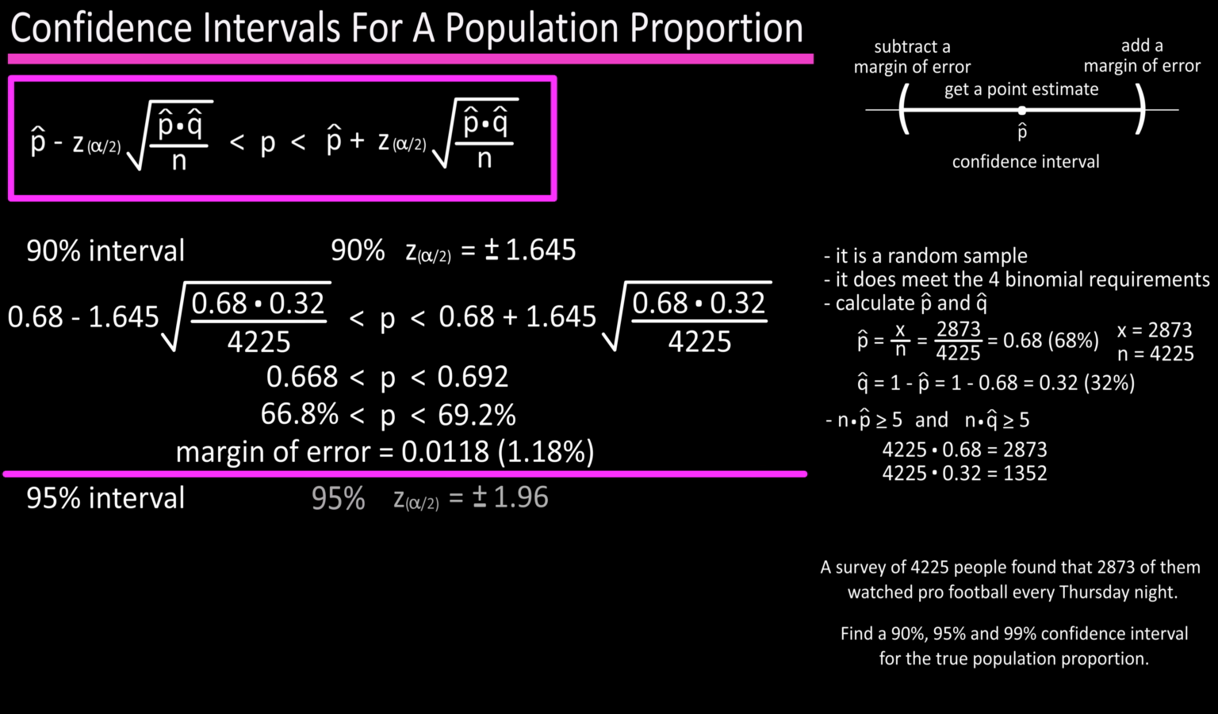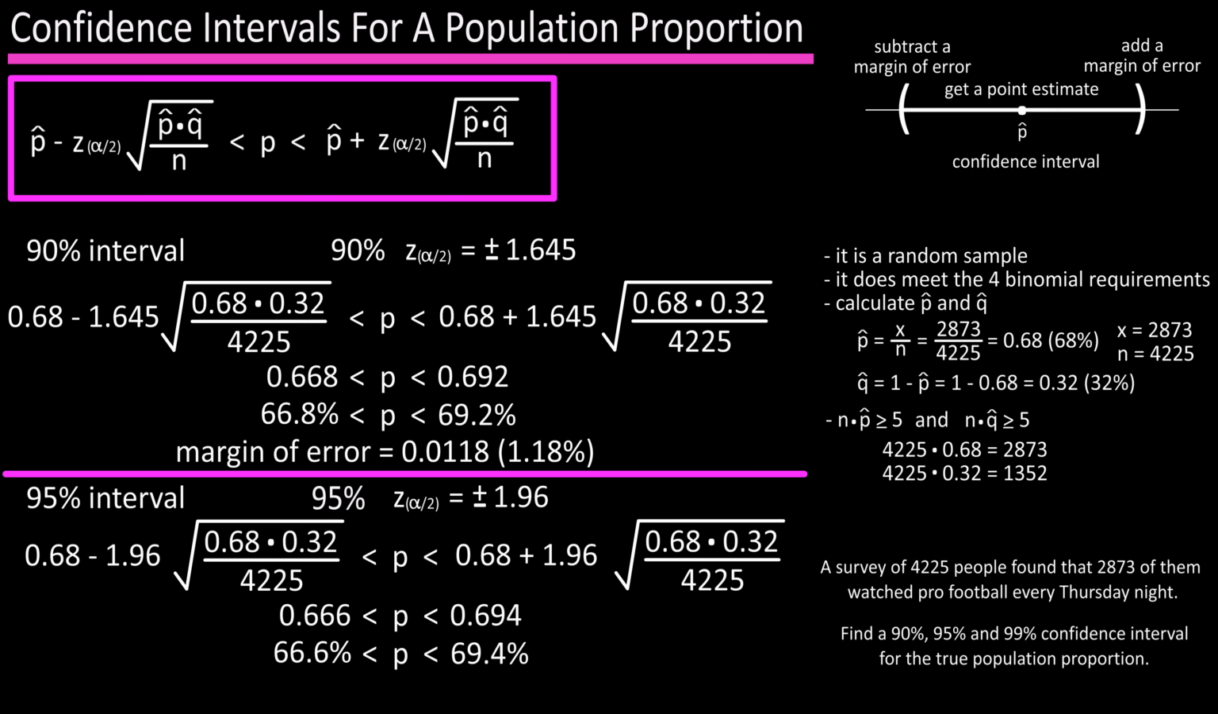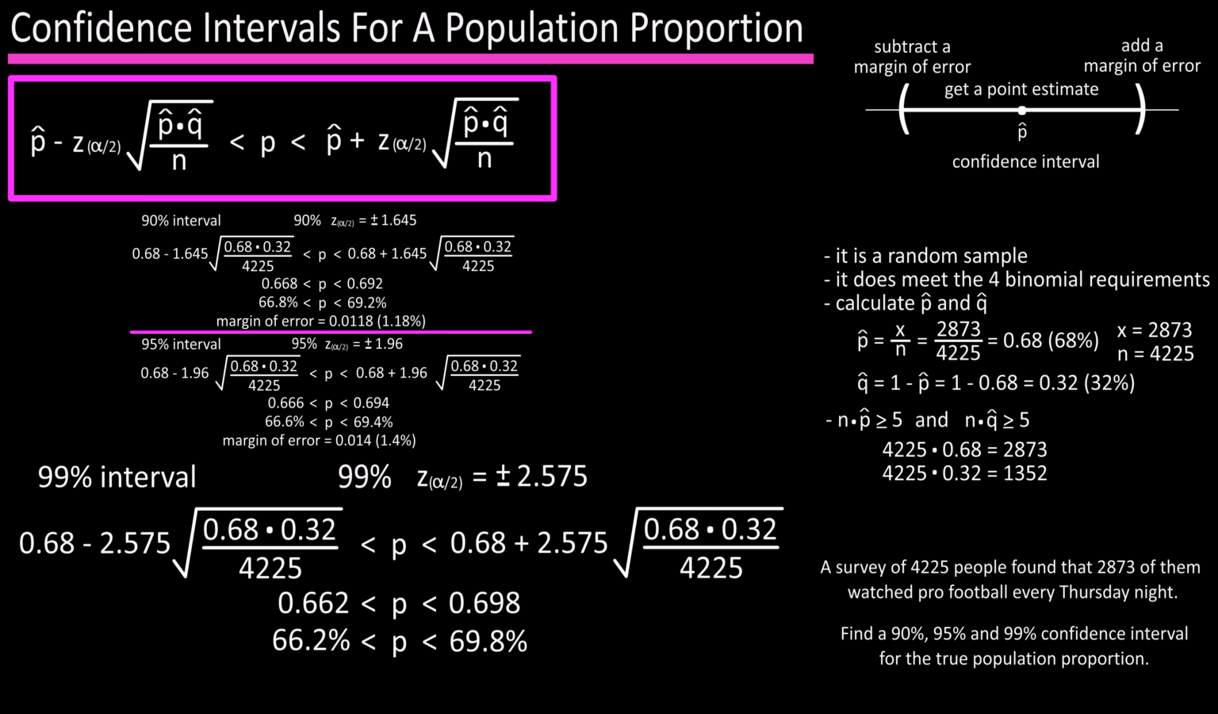For the 95% interval, we have a z alpha over 2 value of 1.96. And plugging and calculating, we get 0.666, or 66.6% less than p, less than 0.694, or 69.4%. And the margin of error is 0.014, or 1.4%. And for the 99% interval, we have a z alpha over 2 value of 2.575. And plugging and calculating, we get 0.662, or 66.2% less than p, less than 0.698, or 69.8%. And the margin of error is 0.018, or 1.8%.